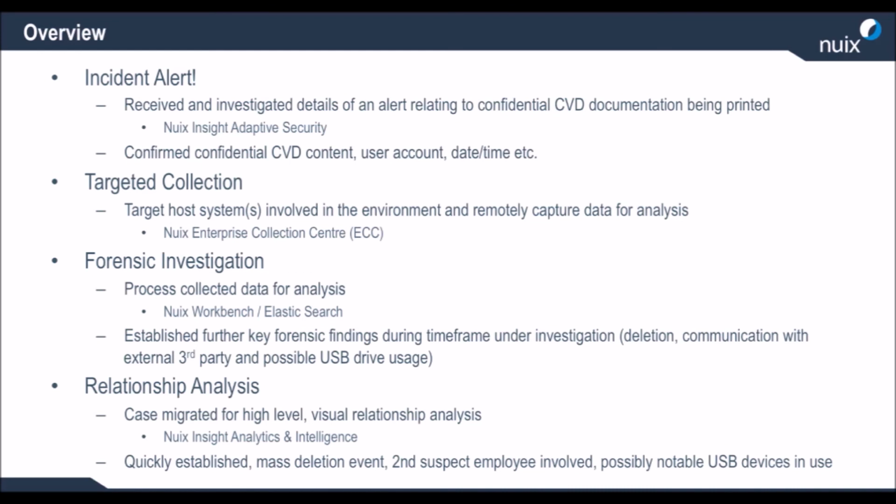So our final overview recap. We received an alert relating to printing confidential documents via Adaptive Security. We investigated this using Adaptive Security to confirm exactly what confidential document content Vito printed and when. We then escalated this to use Enterprise Collection Center to remotely capture forensic images of the data on Vito's system and one other system. We then used Workbench to conduct forensic analysis and extracted three notable artifacts within the time frame of that print activity.